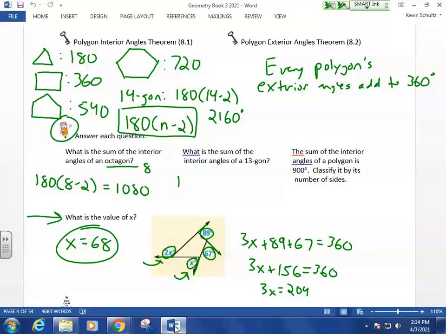For a 13-gon, you're taking 180 times 11, which is 1,980. The sum of the interior angles of a 13-gon. And then this one switches it around. This says the sum of the interior angles of a polygon is 900, classified by its number of sides. How did you answer this one, Sebastian?